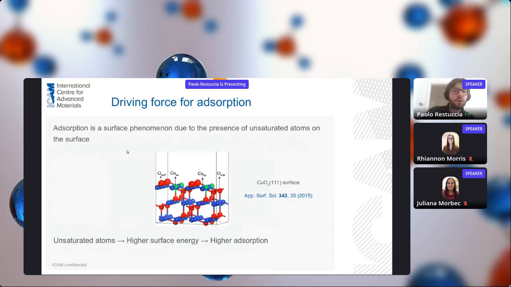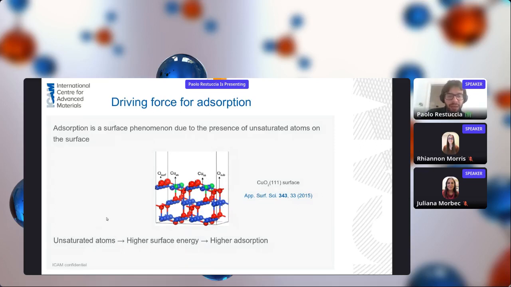The driving force for the adsorption is a surface phenomenon, and this is due to the presence of unsaturated atoms on the surface. So this is again a simple example of a copper oxide 111 surface, in which you have, let's say, bulk atoms here that are completely saturated, whereas here on the surface you have unsaturated, for example, oxygen and copper atoms. These atoms have dangling bonds, so unsaturated bonds that, let's say, increase the attraction of the surface, and so they can interact with molecules present in the environment.